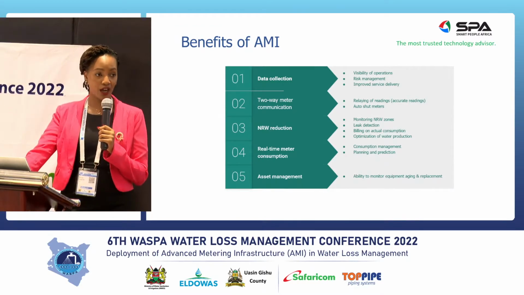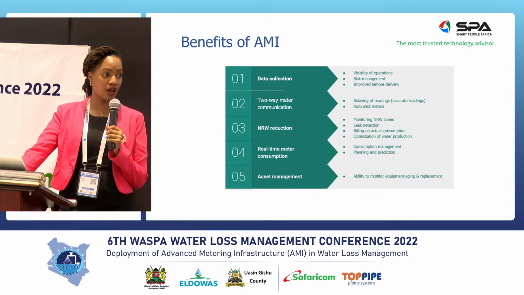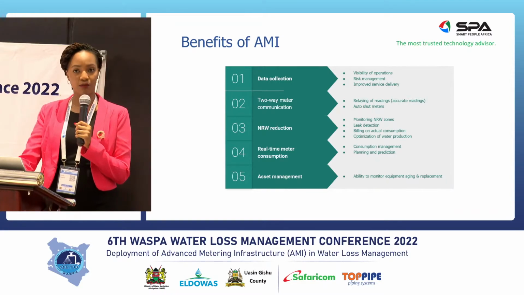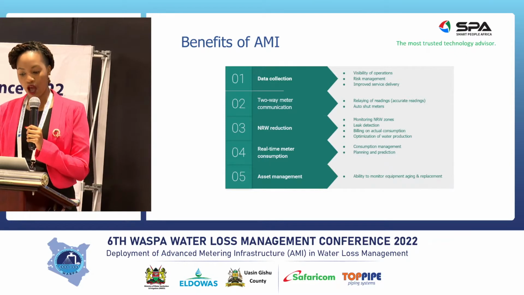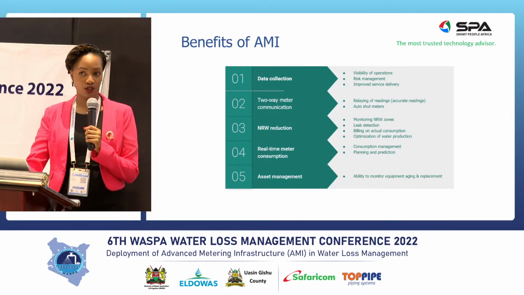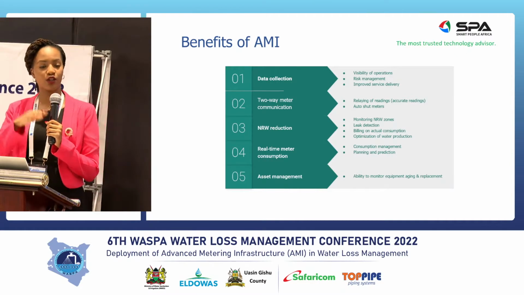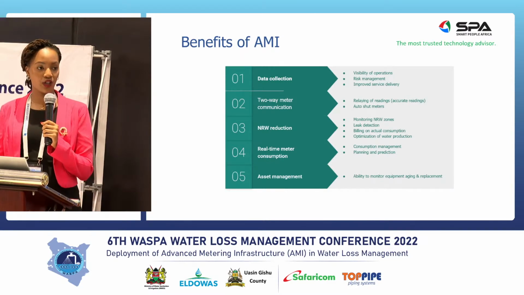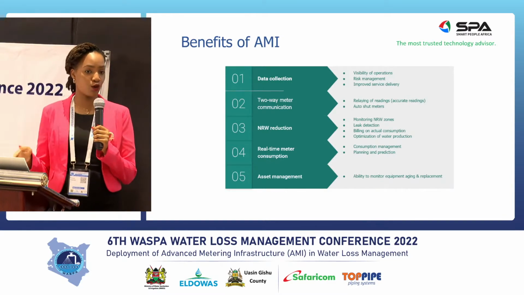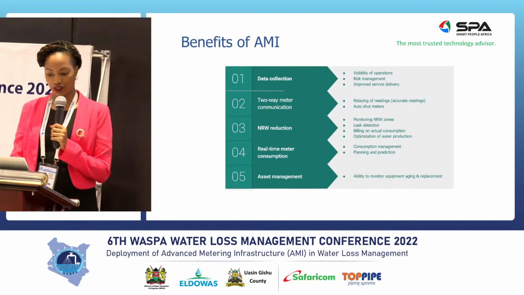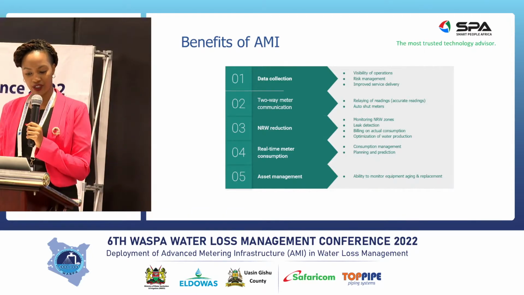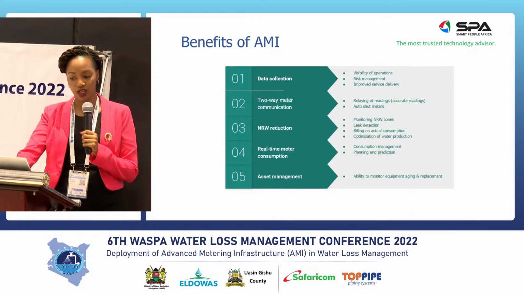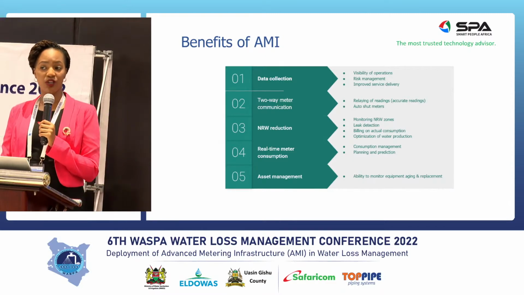You're now billing on actual consumption. You don't have to do the estimates anymore because now the meter is relaying the actual readings, which also means that you can optimize water loss because you have the consumption management and you know how water is being consumed. You can increase your production if there is need for that. I have already discussed the real-time meter consumption. So you have the consumption management, you're able to plan.